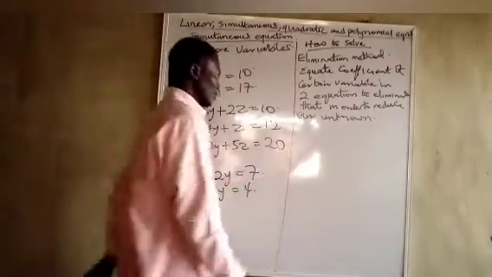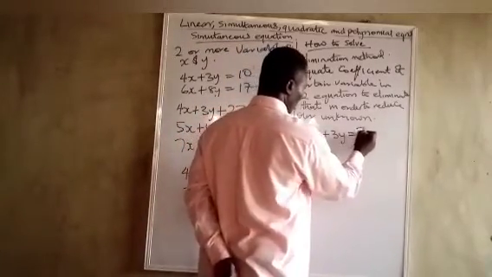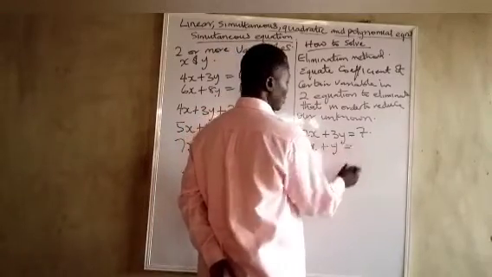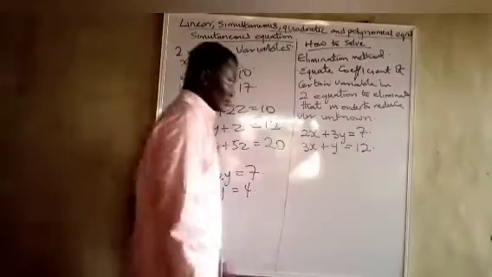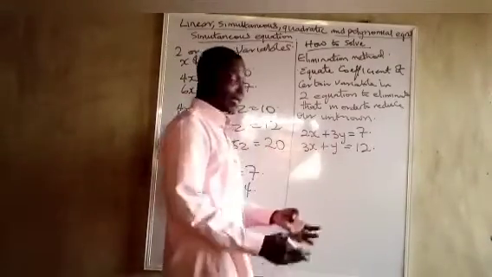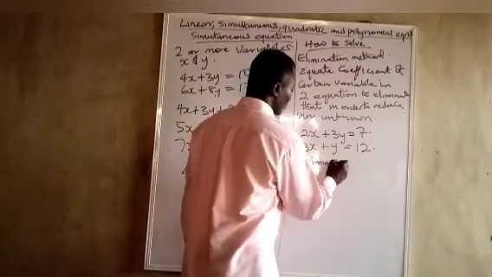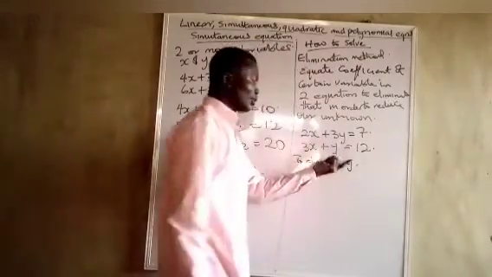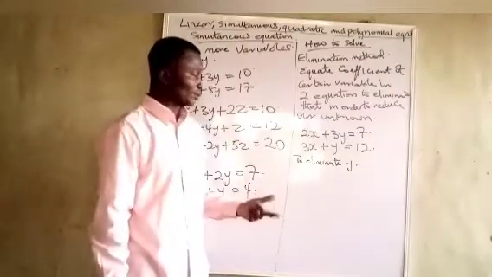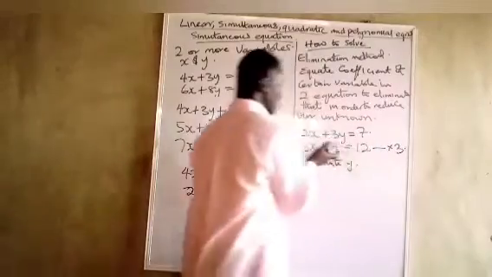Let's say we have an equation like this: 2x plus 3y is equal to 7, and 3x plus y is equal to 12. In the elimination method, what do we do? Either here or here, let me say I want to eliminate x. I want to eliminate y. To eliminate y now, I will make the coefficients of y equal in the two equations. And the easiest way to do that is to multiply the second equation by 3.